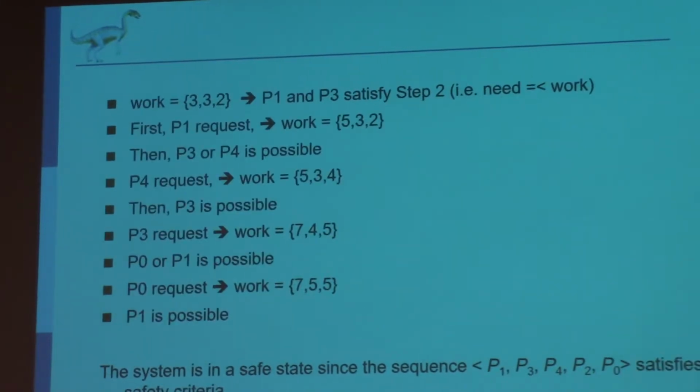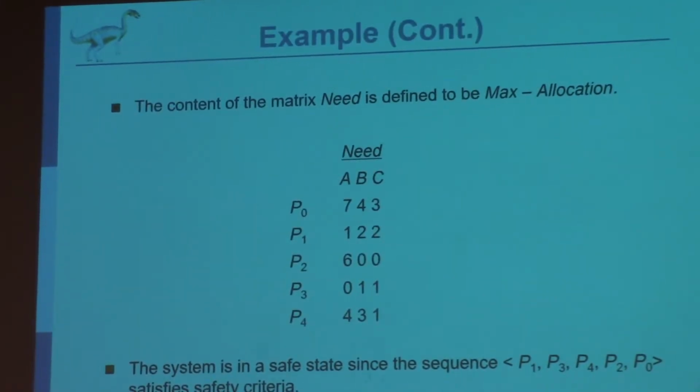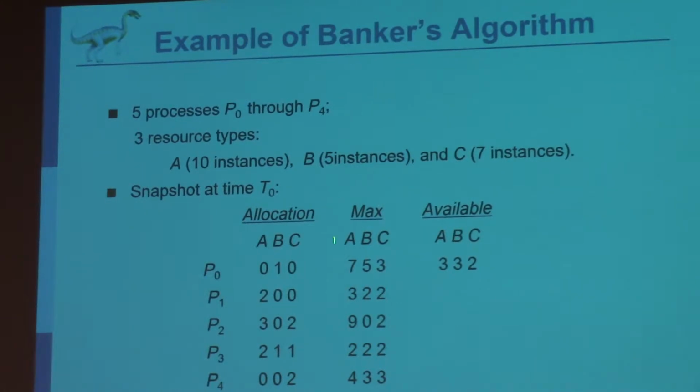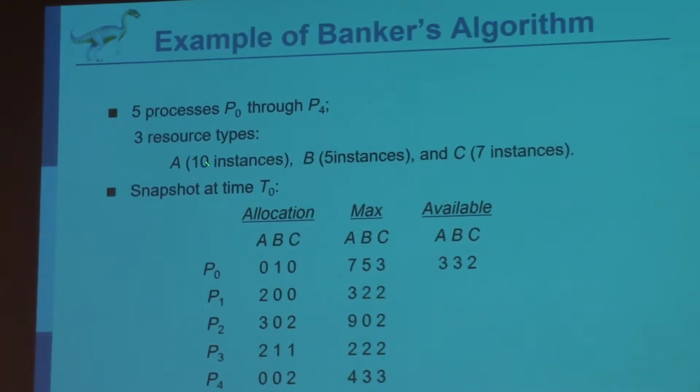Then for the algorithm, how many of them are available? Currently we allocate 2, 3, 2, which means 7. And 10 minus 7 is 3. 3 A are available. Similarly, 1 plus 1 is 2, and 5 minus 2 is 3. 3 B are available. Similarly for C, 2 plus 1 plus 2 is 5, and 7 minus 5 is 2.